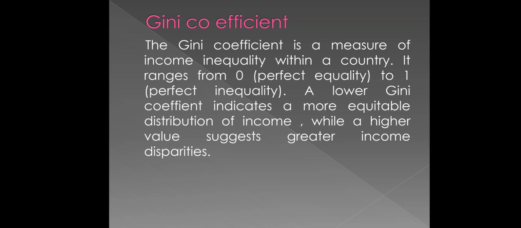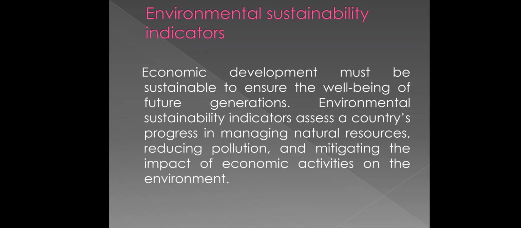Next, Gini coefficient. It is a measure of income inequality within a country and ranges from 0 to 1. 0 means perfect equality and 1 means perfect inequality. So a lower Gini coefficient means a more equitable distribution of income, while a higher value suggests greater income disparities.